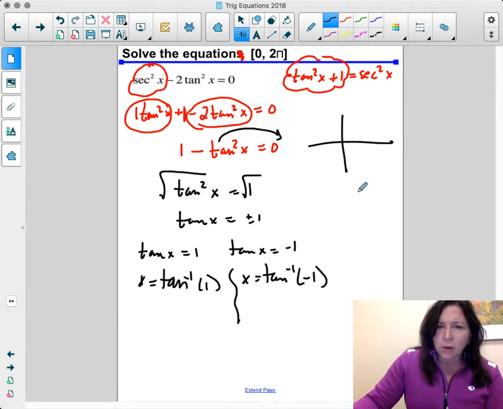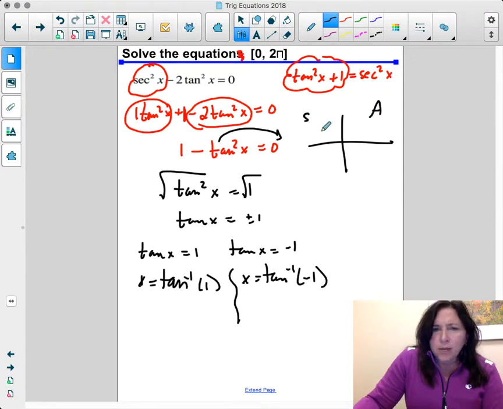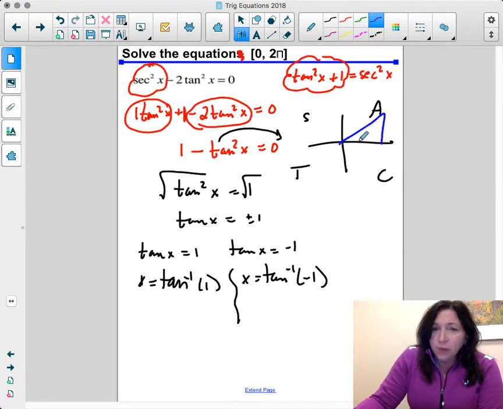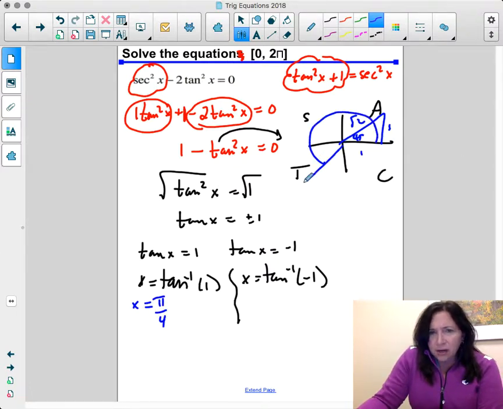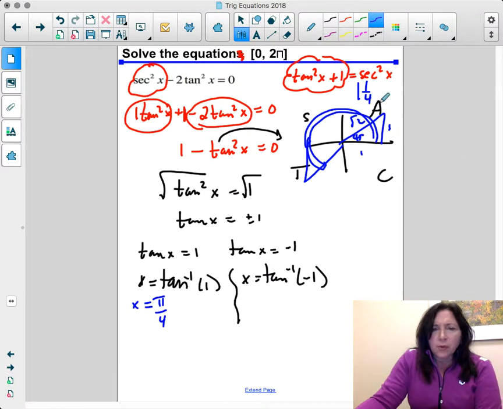So I want to know, where is tangent 1? So we know that tangent is positive in the first and the third quadrant. So that means it's at a 45-degree reference, right? You've got 1, 1, square root of 2. Tangent is opposite over adjacent. So where is tangent 1? I'm at 45 degrees, or at pi over 4. I'm also in this quadrant down here at 1 plus 1/4, which makes 5/4 pi. So x equals 5/4 pi.